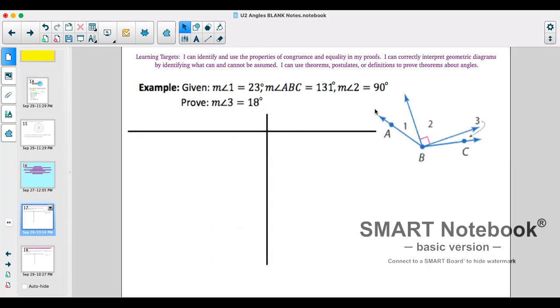Feel free to pause this video if you need to in order to draw the diagram, if you don't have these printed out or if you don't have access to these notes. But always, always, always draw the diagram, label it based on what is given to you, and then we will go from there. Okay, so I'm going to pause the video and I'm going to do some labeling.